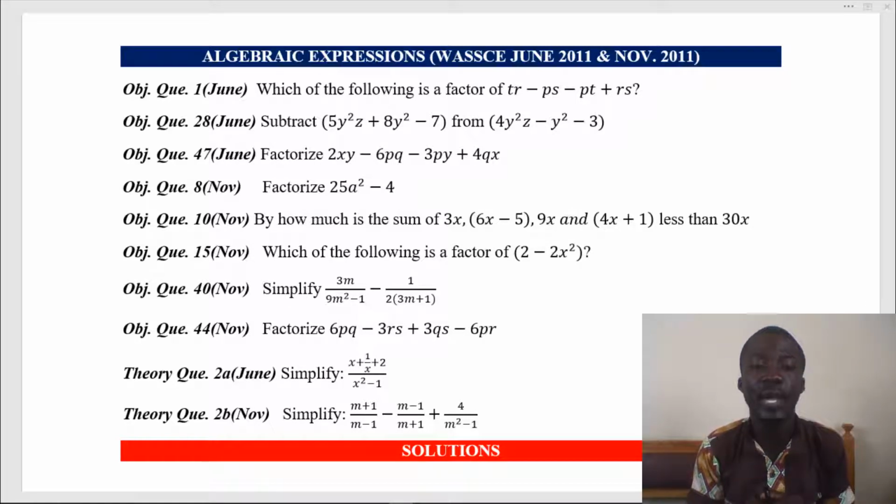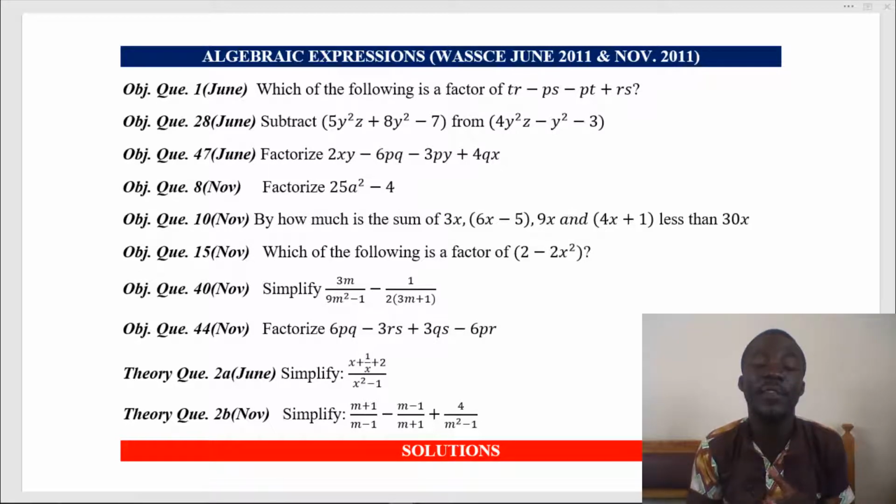Theory question 2a, June. Simplify x plus 1 over x plus 2, all divided by the expression x squared minus 1. Theory question 2b, November. Simplify m plus 1 divided by the expression m minus 1, minus m minus 1 divided by the expression m plus 1, plus 4 divided by the expression m squared minus 1.